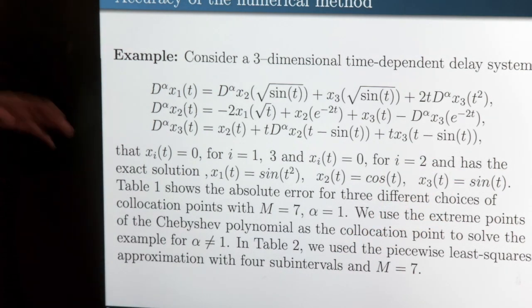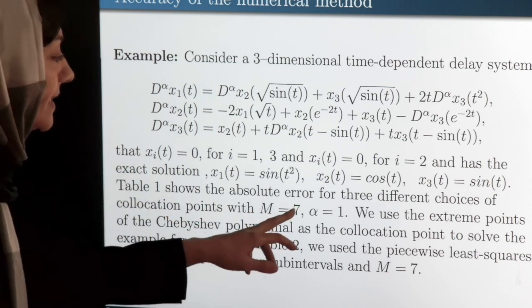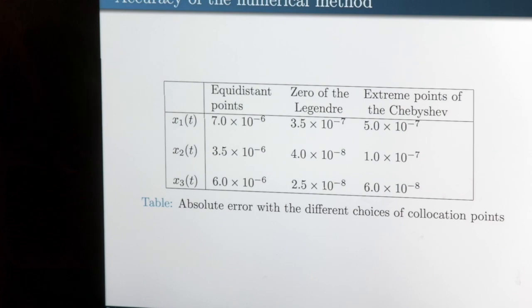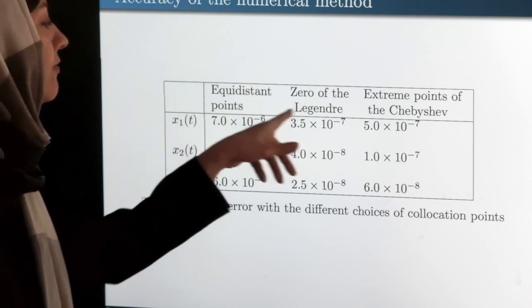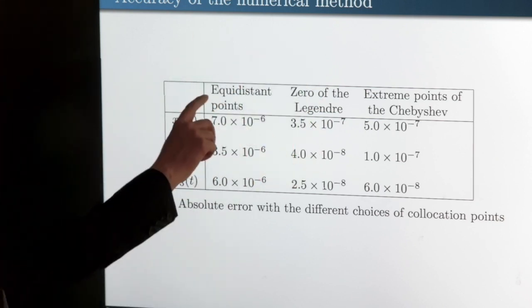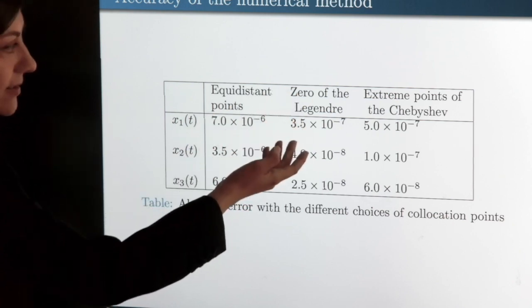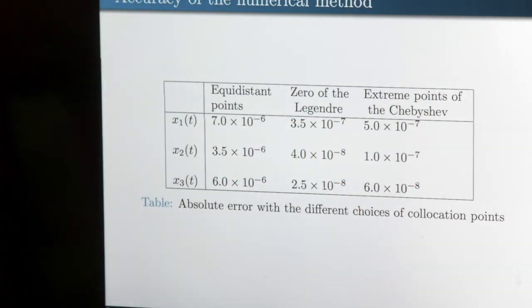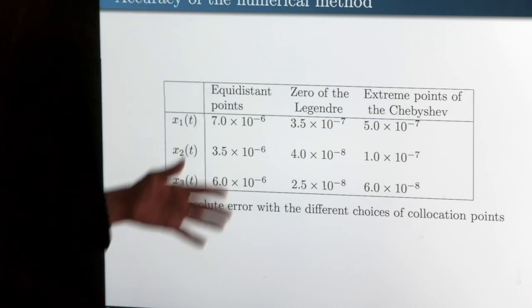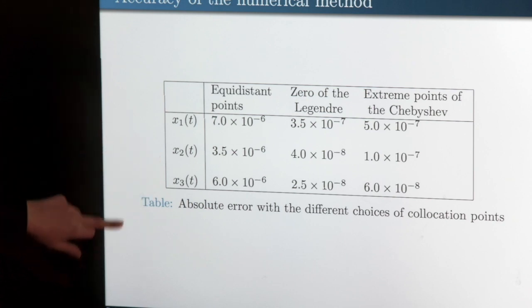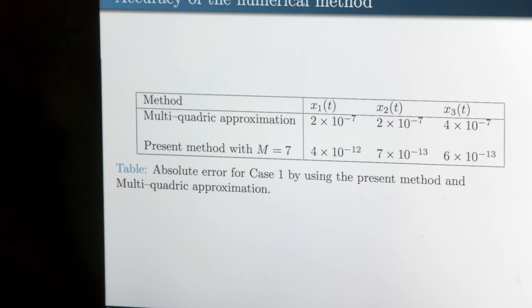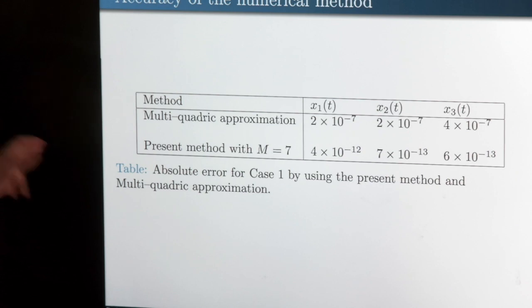By using the proposed method with m equal to 7, we obtain the absolute error with different choices of collocation points: equidistant points, zeros of the Legendre polynomials, and zeros of the Chebyshev polynomials. And you can see the absolute error for x1, x2, and x3. Also, the next table is about the absolute error for this example by using multiquadric approximation.